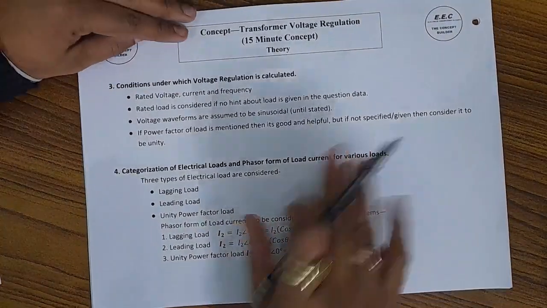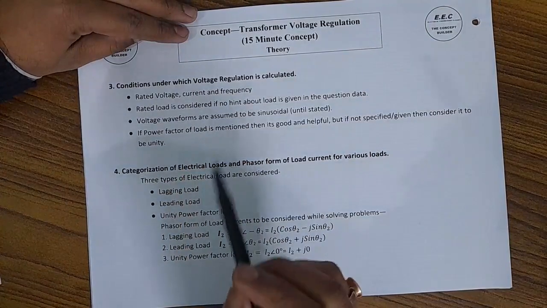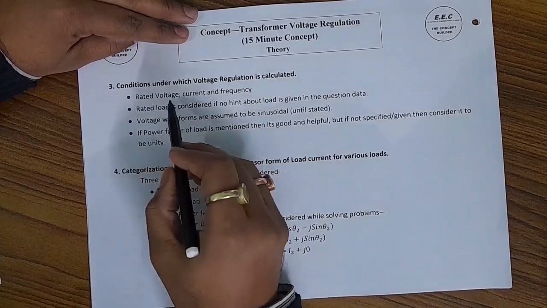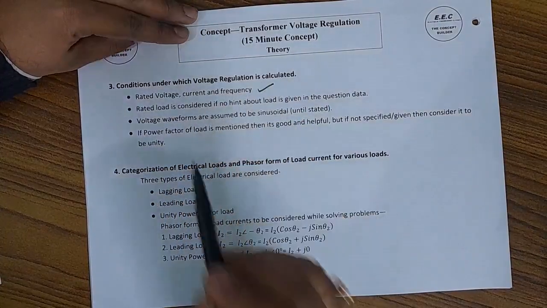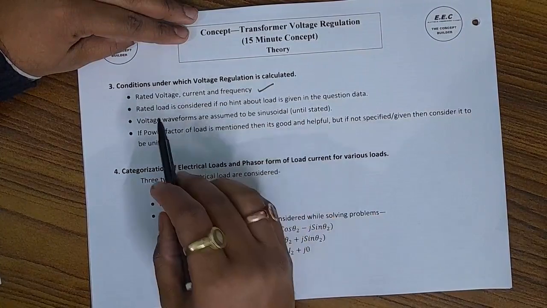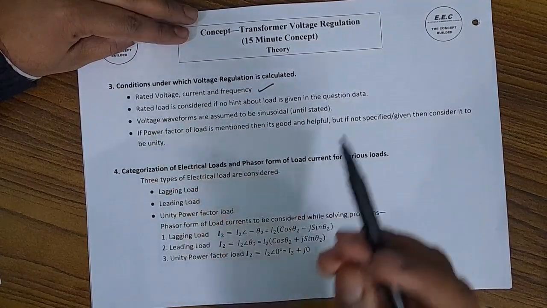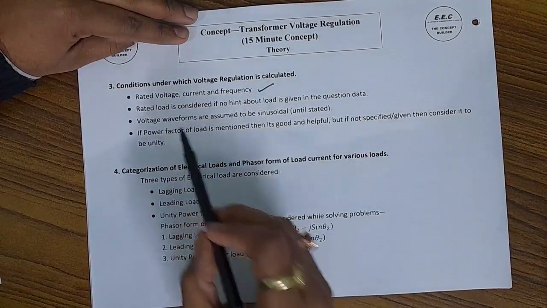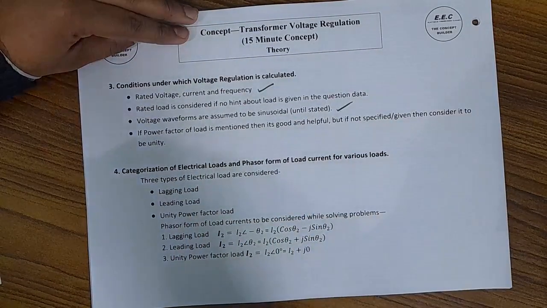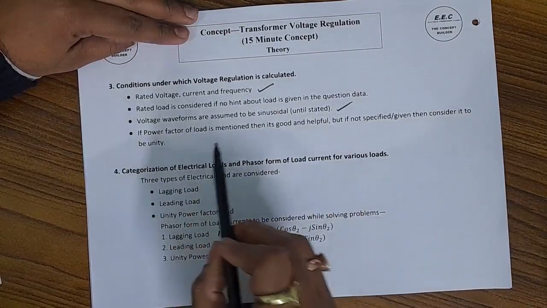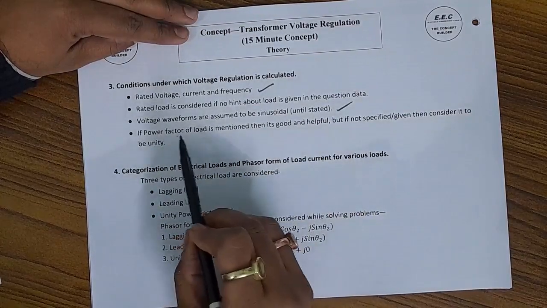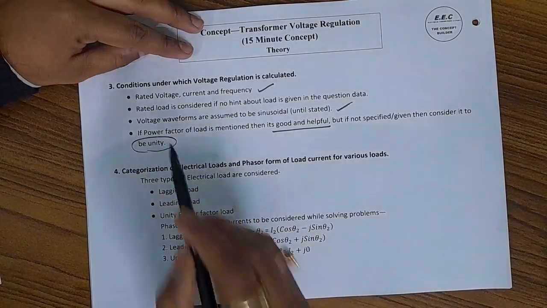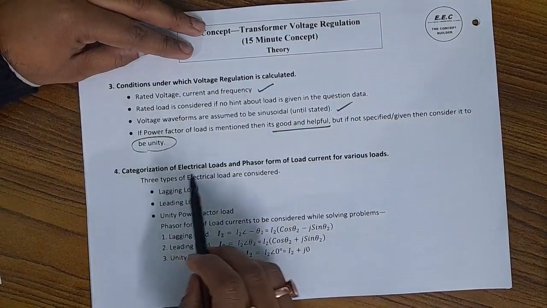So the condition under which voltage regulation is calculated. Now we are looking at the condition at which the voltage regulation is being calculated. Rated voltage, current and frequency, it has to be rated. The load is considered to be a rated load if no hint is given about what load is given in the question data. The voltage waveforms are assumed to be sinusoidal until it is stated. If the power factor of the load is mentioned, then it's good and helpful, but if it is not mentioned, then we are going to use unity power factor. Now we are going to talk about three kinds of loads.